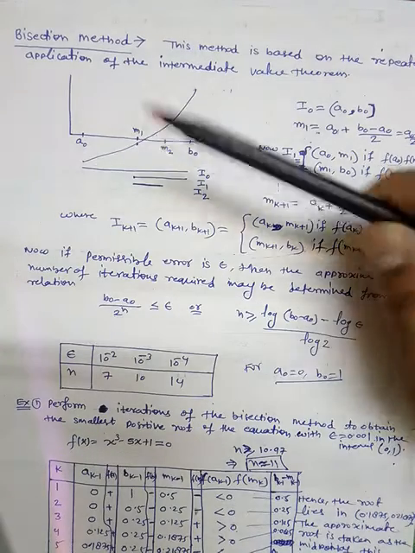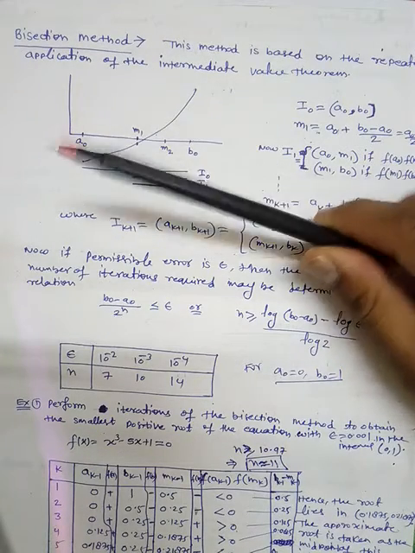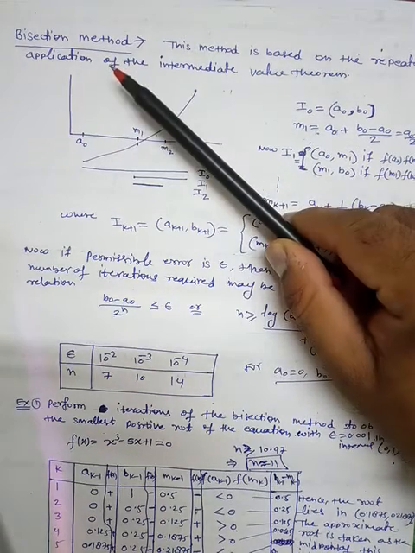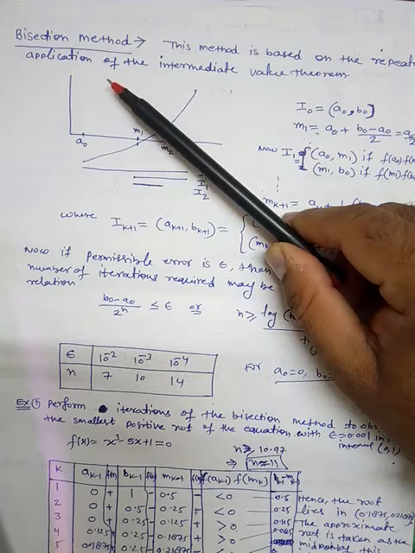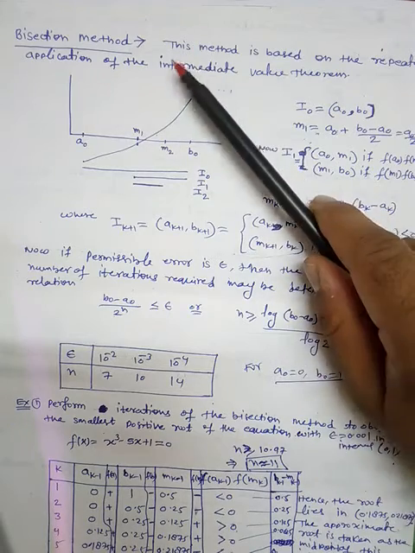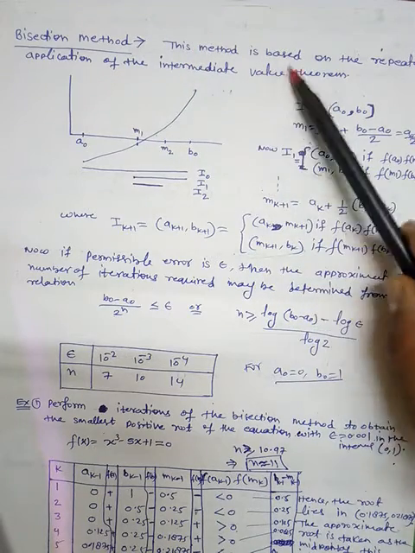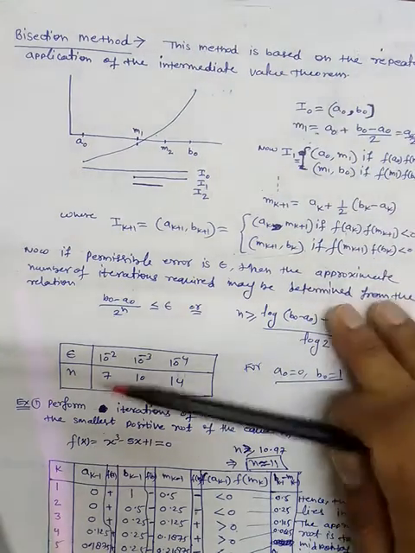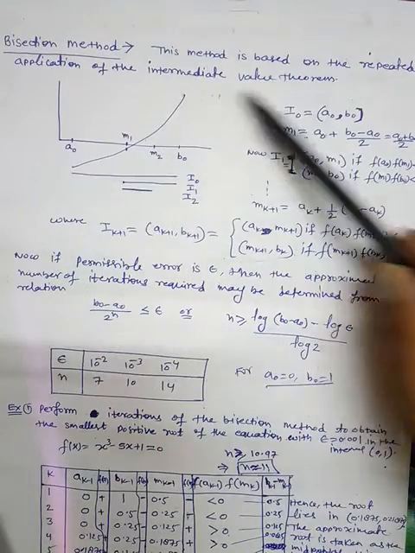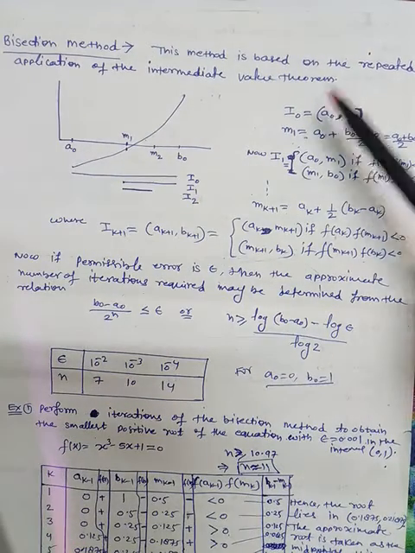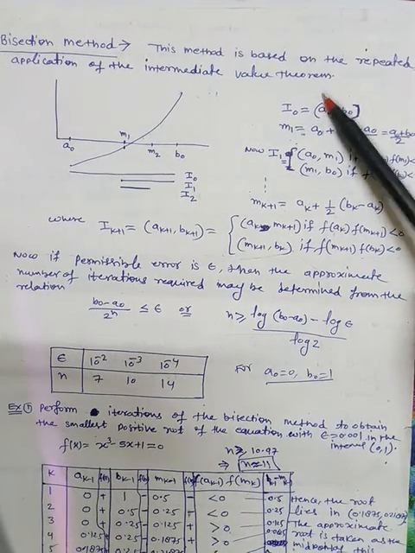Students, in this video, I'm going to discuss the bisection method. This method is based on the repeated application of the intermediate value theorem. What is the intermediate value theorem?